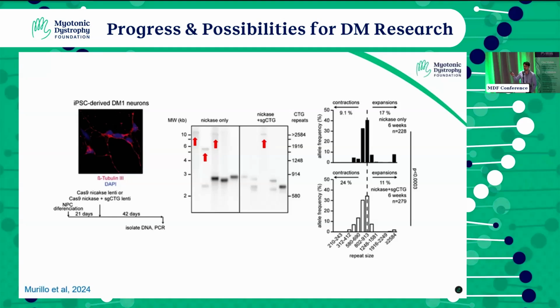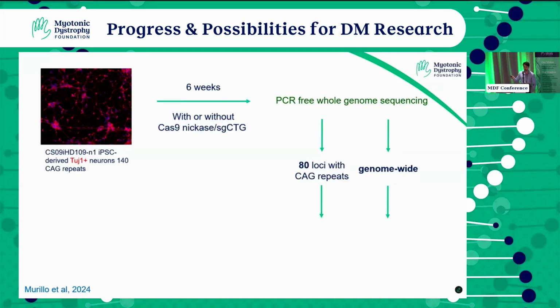So at this moment, I think, okay, we do have contraction in the HEK cell model. We do have contraction in astrocytes and neurons. What about the safety? Because that's one of the main concerns, especially for Cas9. So we looked at off-targets with 6 weeks of treatment with a PCR-free whole genome sequencing. We did the genome-wide analysis, and we also looked at 80 loci with CAG repeats, because as we're targeting the CAG repeats directly, these are the most likely to be modified. And we didn't find any mutation or rearrangement, meaning that this approach seems to be safe.